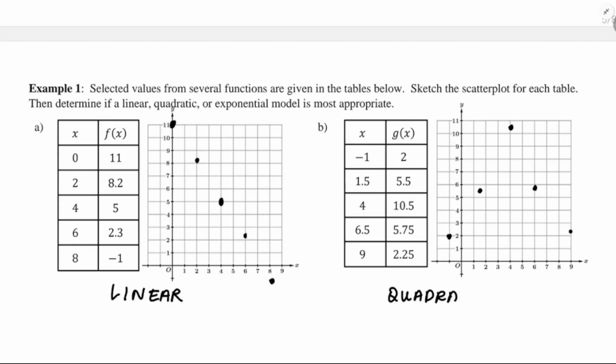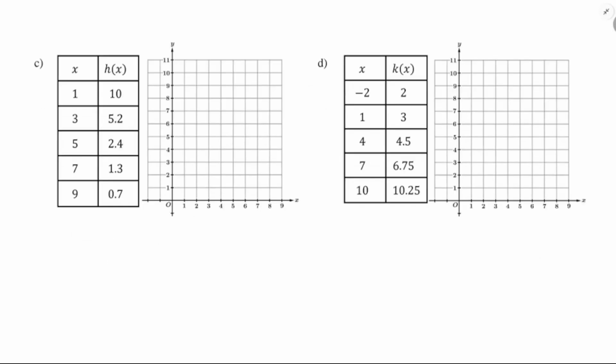All right, now Part C. Okay, I was kind of wondering if this was going to happen. If we plot the point 1 and 10, 3 and 5.2, 5 and 2.4, 7 and 1.3, and 9 and 0.7, we see that it's decreasing, but this is definitely curved. Linear is not going to be a good model for this thing. I'm seeing something like that, and that looks like exponential decay.